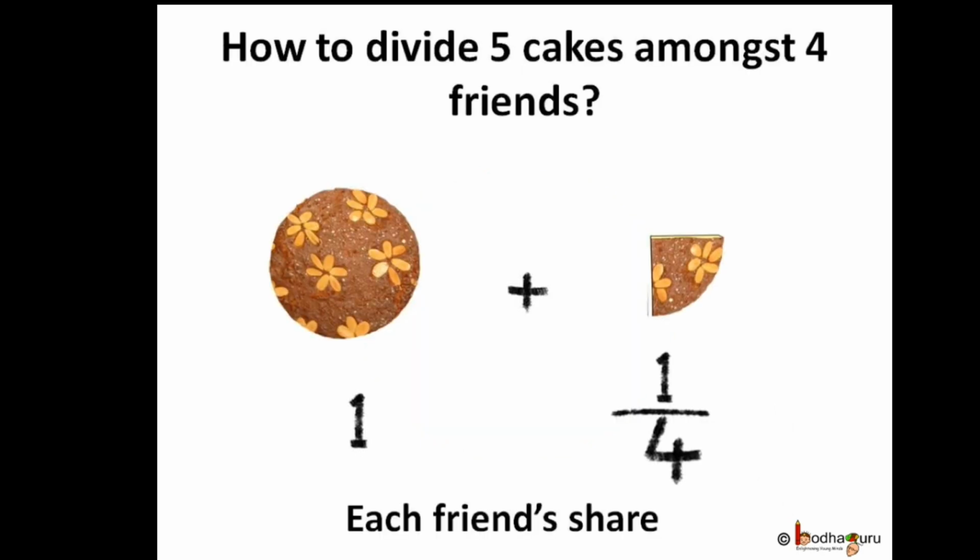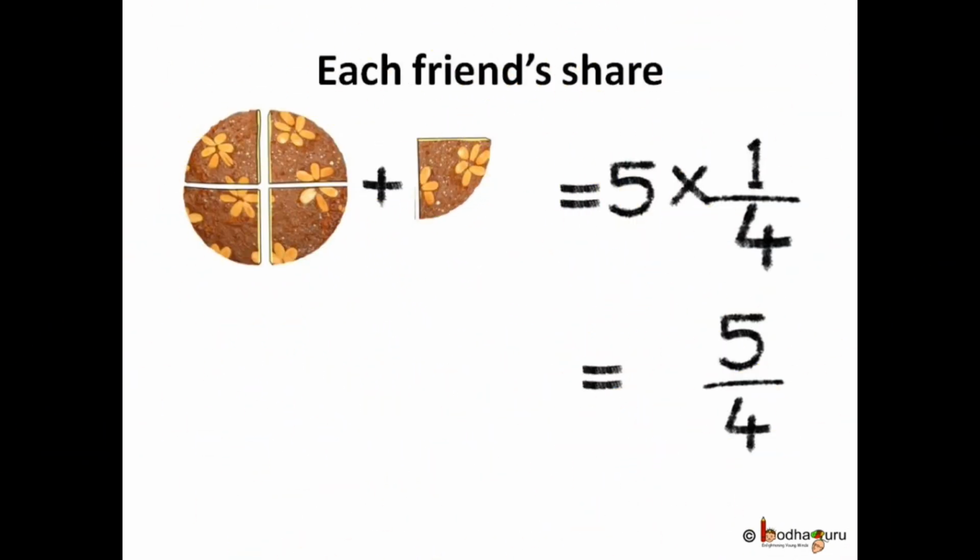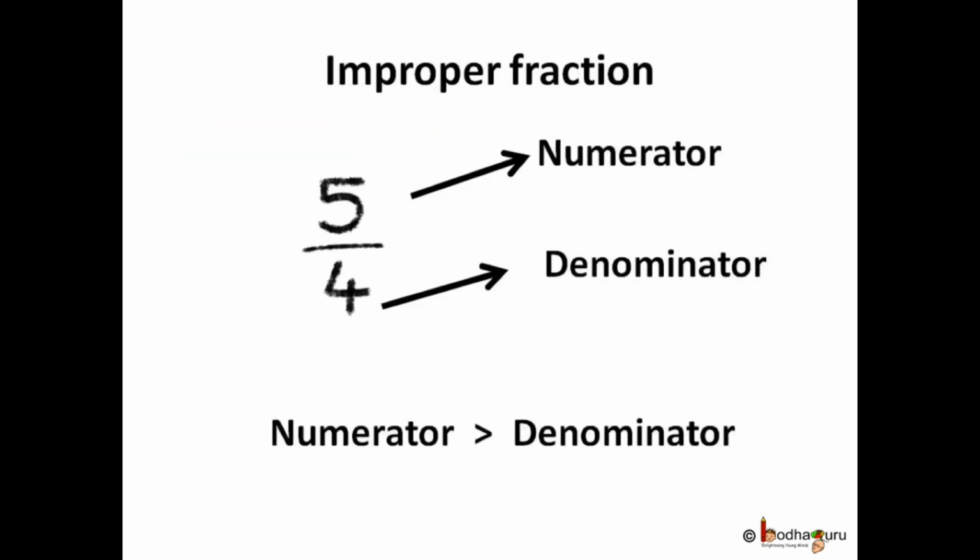So, how were the 5 cakes divided amongst 4 friends? Each friend got 1 whole cake and 1/4 of the 5th cake. Let us assume that each whole cake was divided into 4 equal parts, which means a whole cake is made up of 4 equal parts and each friend got 4 plus 1, that is 5/4 of a cake. See here, 5 multiplied by 1/4 is equal to 5/4.